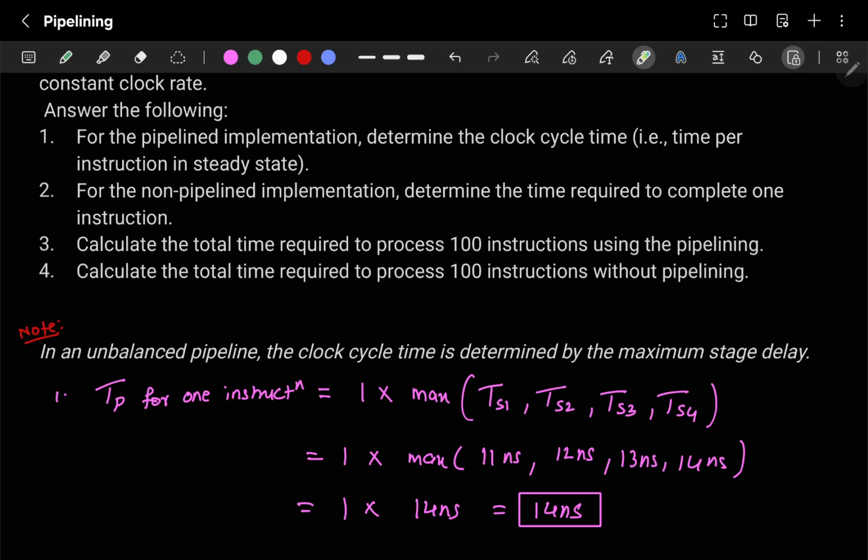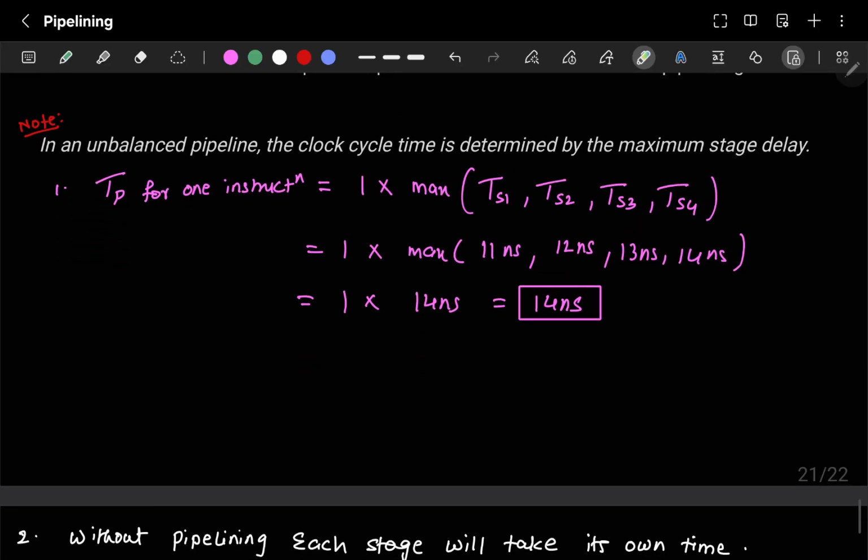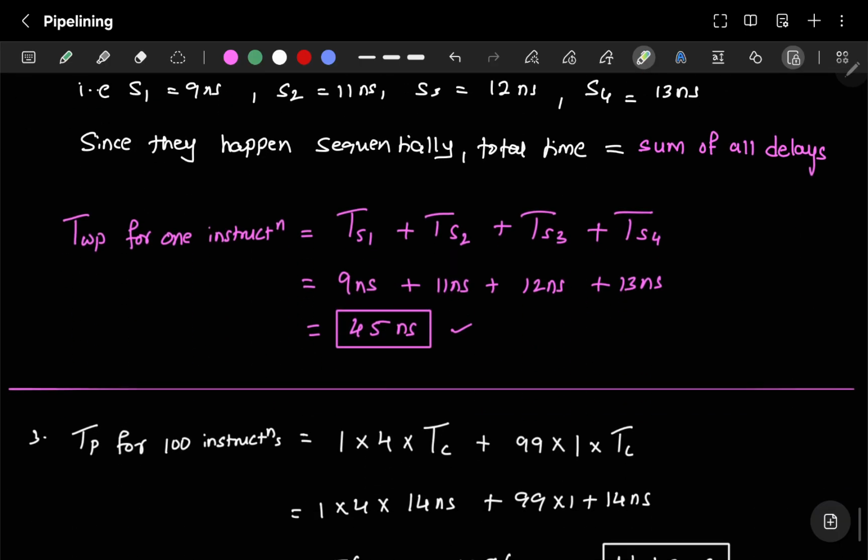Now let's see the next question, the fourth one: calculate the total time required to process 100 instructions without pipelining. So you have to calculate the time taken for 100 instructions without pipelining. Okay, this is easy. We already knew the time taken for one instruction, that is 40 nanoseconds. You just multiply by 100, that's it, that is the answer.